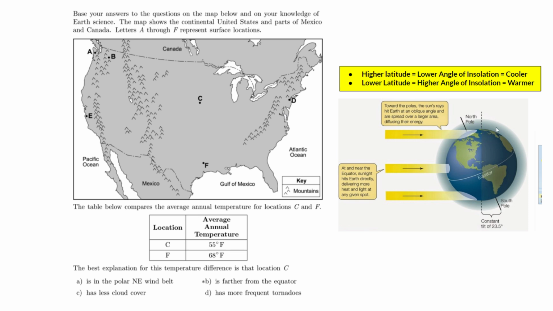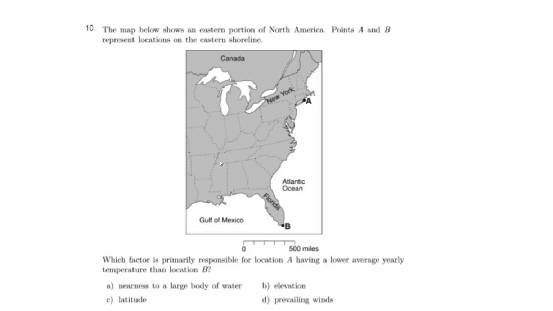Location C is at a higher latitude. And since it's at a higher latitude, the sun is coming at a lower angle. It's not as intense. And that's why it's colder in C and warmer in F. So, the higher your latitude, the colder it is. The lower your latitude, the warmer it is. Try number 10, pause this video.